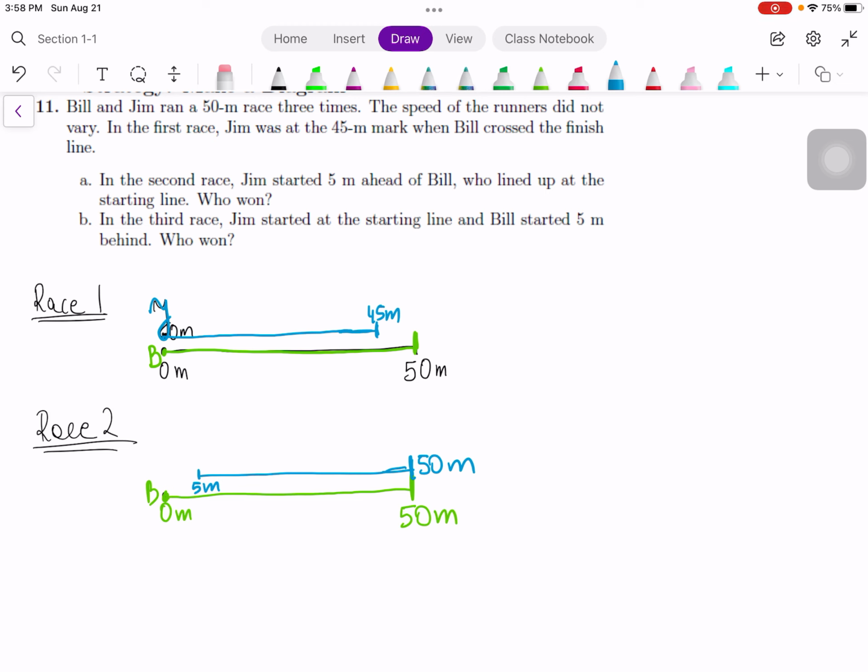Who won? To me, the question of who won is not exactly correctly stated, because it wasn't quite a fair race, but okay, let's say there's no winner. They finish at the same time.